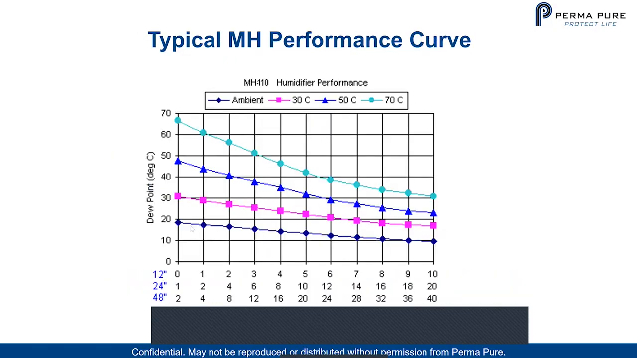So here's an MH performance curve. You can see the performance at four different water temperatures. Let's take a look at the 12-inch humidifier at 3 liters per minute. In pink, with 30 degrees C water, we can get to a dew point of roughly 26. With 50-degree water, we can get to roughly 37. And with 70-degree water, we can get to roughly 52 degrees dew point. You can see how the water temperature changes the performance.